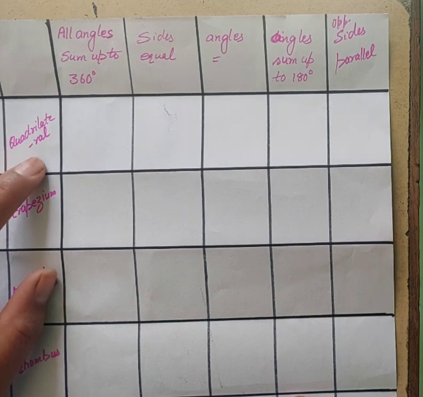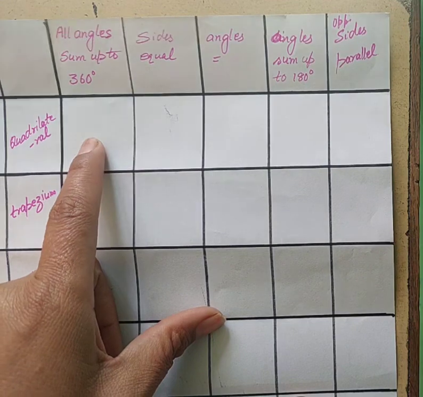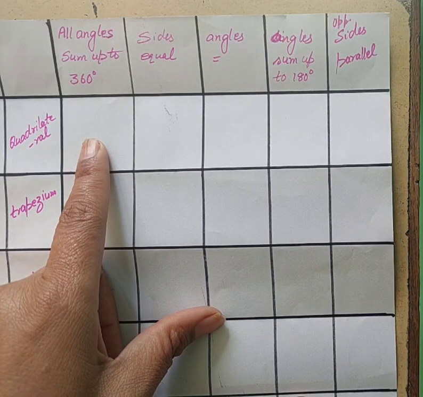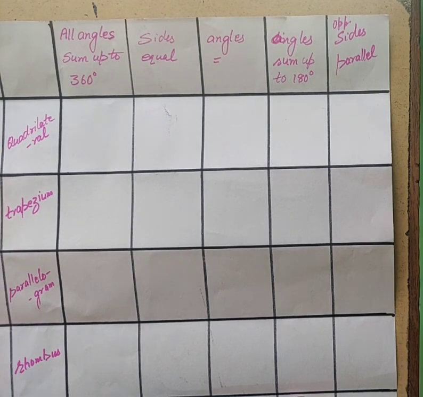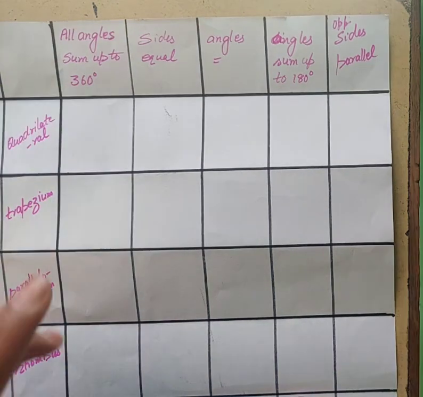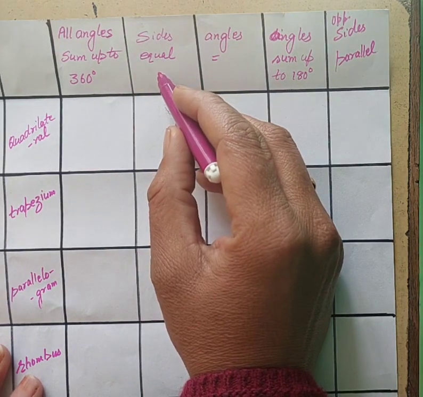So a simple quadrilateral does have 4 angles, and you have to see whether they sum up to 360 degree or not. If it is yes, then put yes, otherwise no. Similarly, you have to check for the rest of the quadrilaterals whether their angles sum up to 360 degree or not. Then comes sides equal.